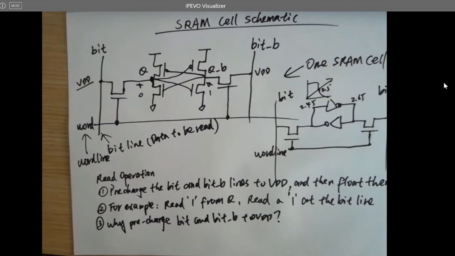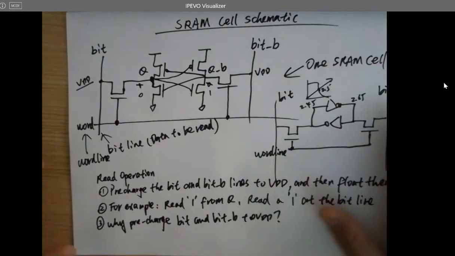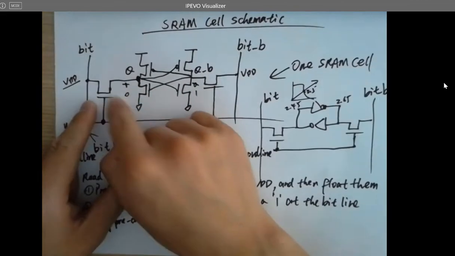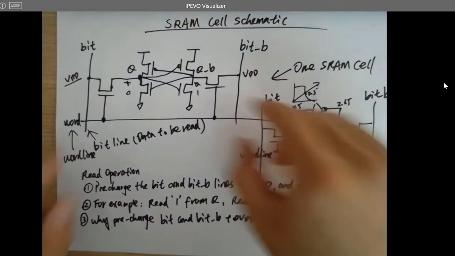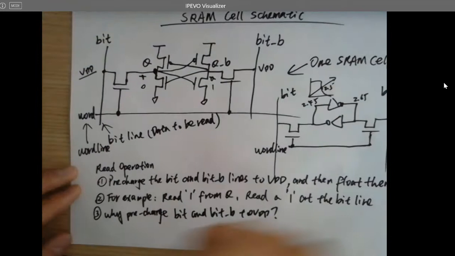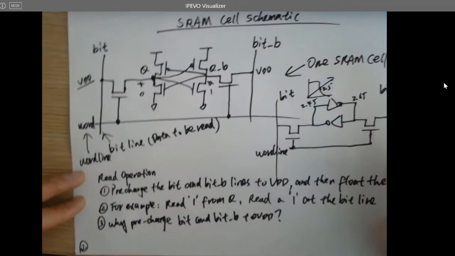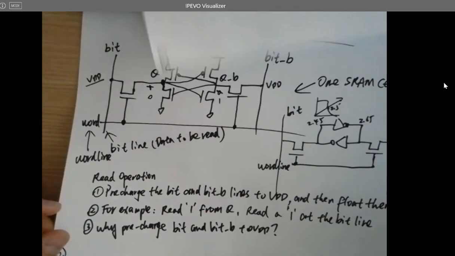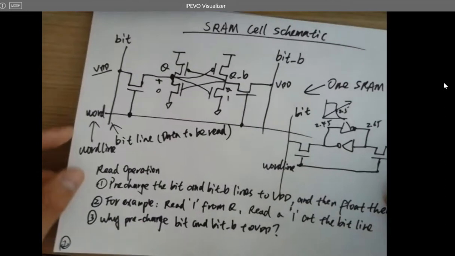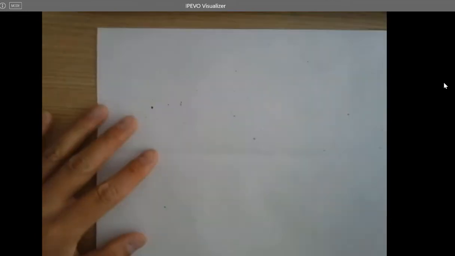So how to precharge it to VDD? What, why, and how? What is this? This is SRAM. Why? Because it's not able to pass the entire one. And how? How can we precharge it to VDD? We need to precharge it to VDD and then float it.